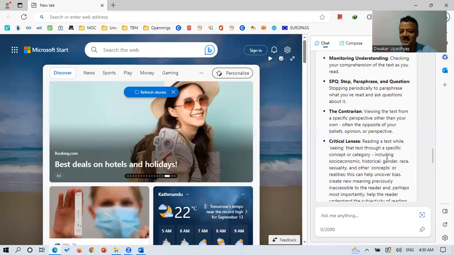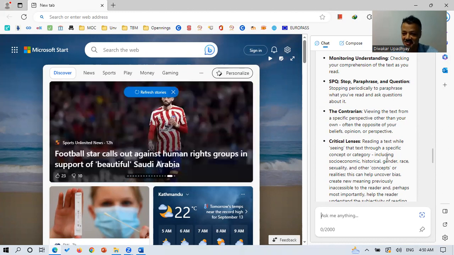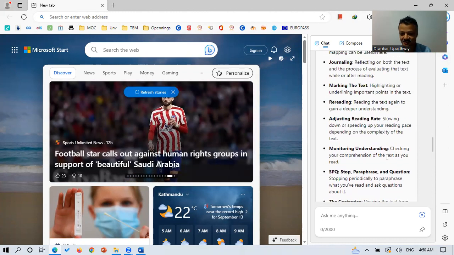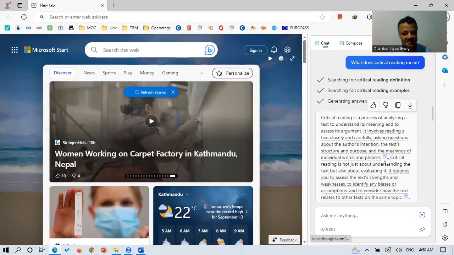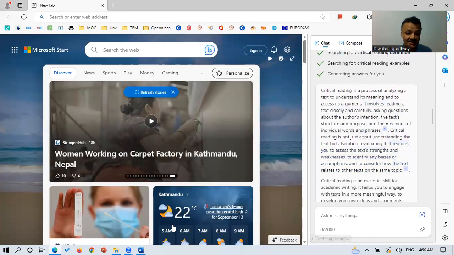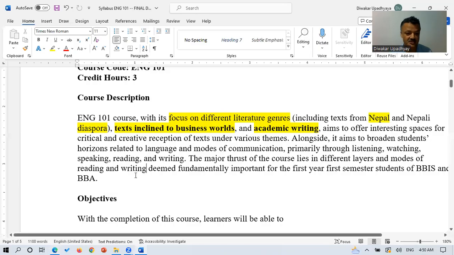So look how Bing helps us. We can use this technology and internet to understand something that we are reading. So we read about what is critical reading. There are, let me come back to the syllabus.